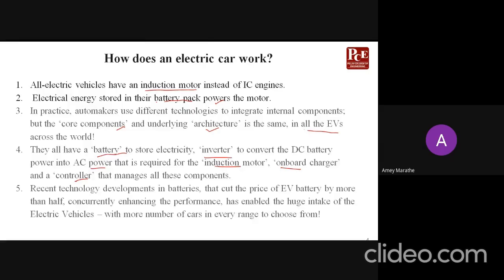So recent technology development in batteries, the cut in the price of the EV battery by more than half, along with the enhanced performance of the battery, has enabled the EV to make a comeback. Okay, so basically this is what it is.